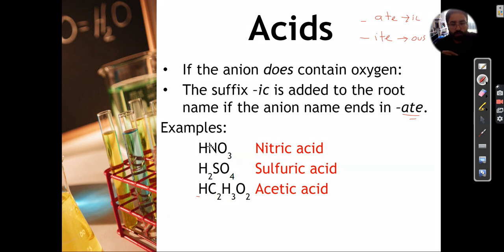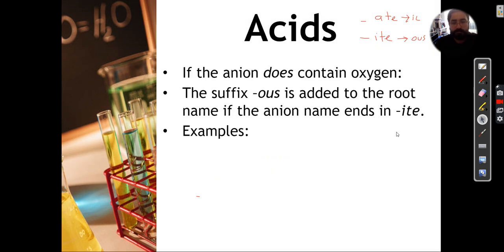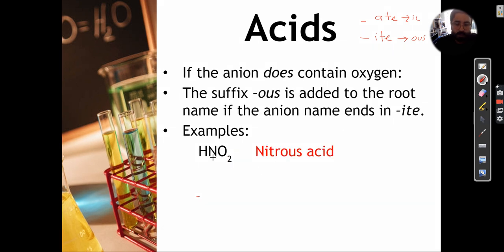All right, so H, it's an acid. If there's an oxygen, you got to use ATE or ITE. I think the next slide we're doing ITE. So if there's an oxygen present, you look at the ending. NO2 is nitrite. Well, we got to change the ITE to OUS, gingivitis, right? So nitrous, and then since it's an acid, just add the word acid, and boom, you're done, you're finished.